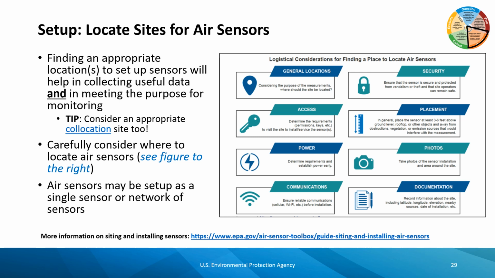When you are ready to start installing, there are 2 more recommendations. First, photos. Take photos of the sensor installation and the area surrounding the site. And second, documentation. Record details about the site and installation. These items may come in handy when describing the project and interpreting the data later. Once you have decided where sensors should be located, you can visit the link to the Air Sensor Toolbox webpage at the bottom of this slide for further guidance.